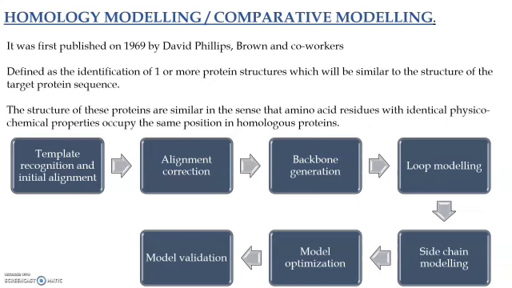In the same way, homology modeling is based on the principle that similar amino acid sequences may have the same function and the same structures. The structures of these proteins are similar in the sense that amino acid residues with identical physicochemical properties occupy the same position in homologous proteins. Homology modeling mainly consists of the following steps: template recognition and alignment correction, backbone generation, loop modeling, side chain modeling, model optimization, and model validation. I will discuss each step in further slides.